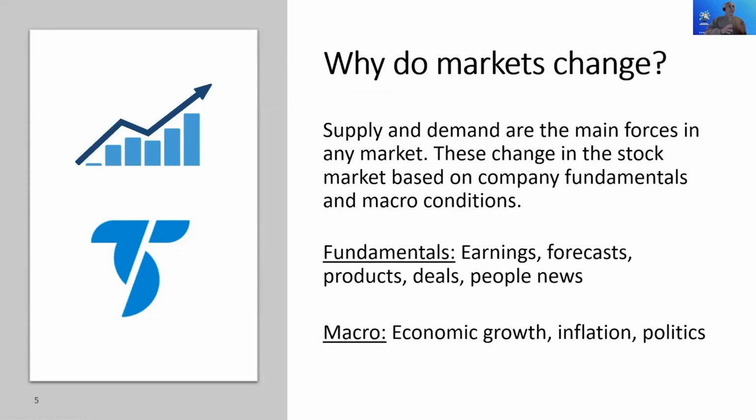All right, so fundamentally, why markets change is supply and demand. These are the main forces in any market. These change in the stock market based on company fundamentals and macro conditions. It's important to recognize these are 2 completely different things. We even see in some situations right now, when certain technology and software companies have reported good earnings, it doesn't matter. It goes down. People are just selling them. That is a macro situation.